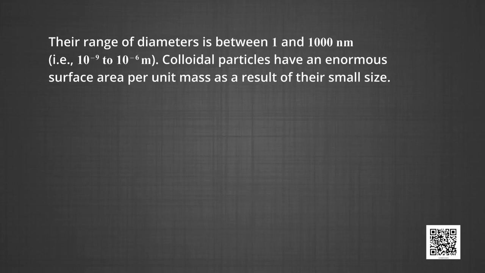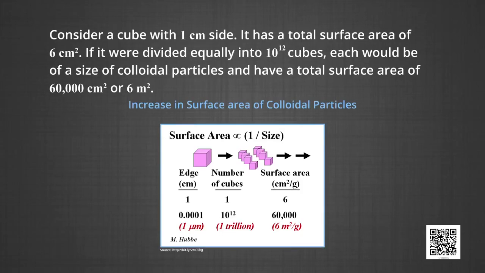Colloidal particles have an enormous surface area per unit mass as a result of their small size. Consider a cube with 1 centimeter side. It has a total surface area of 6 centimeter square. If it were divided equally into 10¹² cubes, each would be of a size of colloidal particles and have a total surface area of 60,000 centimeter square or 6 meter square. This enormous surface area leads to some special properties of colloids to be discussed later in this module. It is important to bear in mind that a colloid is not a mere substance, but it is the state of the substance which depends upon its particle size.